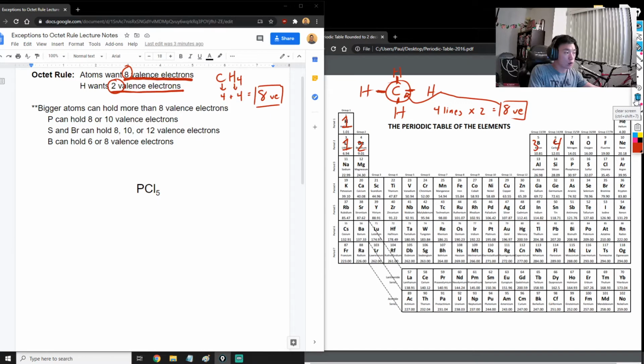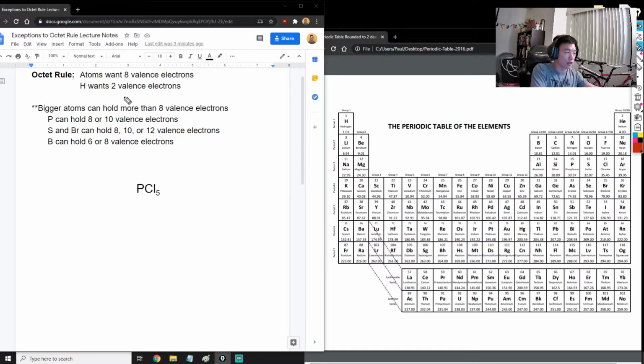The reason why hydrogen only wants 2 valence electrons is actually very simple. Hydrogen is in the first row, and if you remember the shell model, hydrogen only has one shell. Hydrogen is pretty small, and that's why it can only hold 2 valence electrons. If it tried to get more shells or more electrons, it wouldn't be able to hold on to them, and they would fly away.